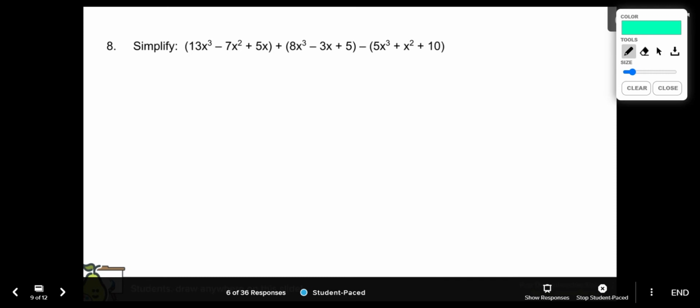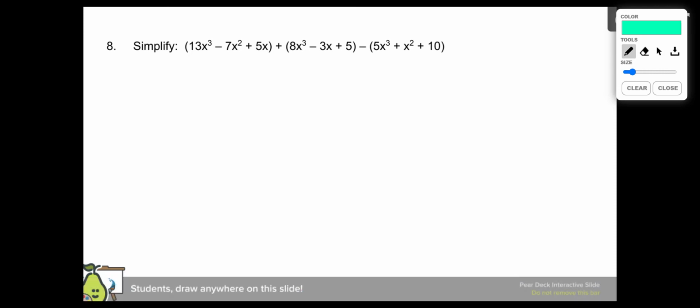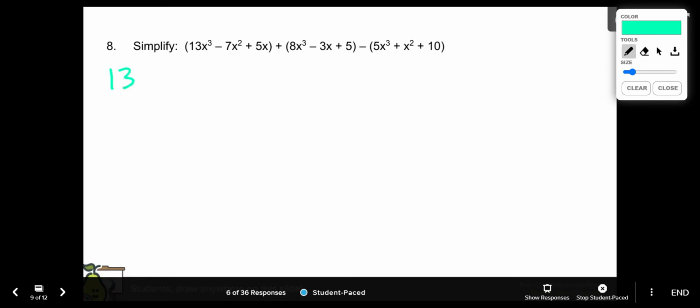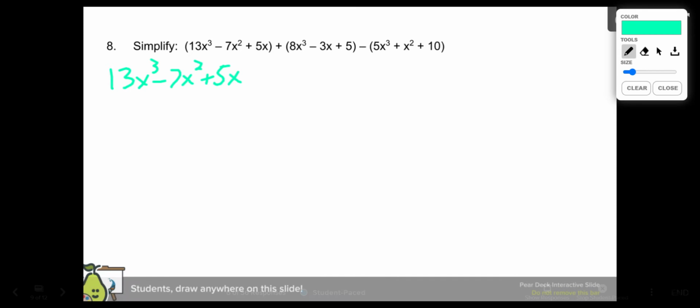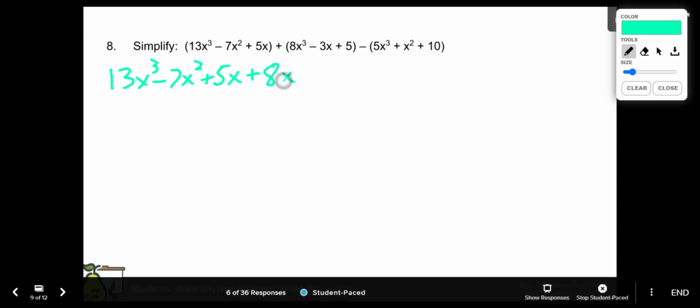Okay. So this one is just adding and subtracting. So if you remember, I said if it's adding, you rewrite the first one. So I'm just going to focus on this first part first. So I'm just going to rewrite the first one without parentheses. So you do that no matter what. Then if it's addition between the two problems, you drop the parentheses on the second problem. So that would be plus 8x cubed minus 3x plus 5.